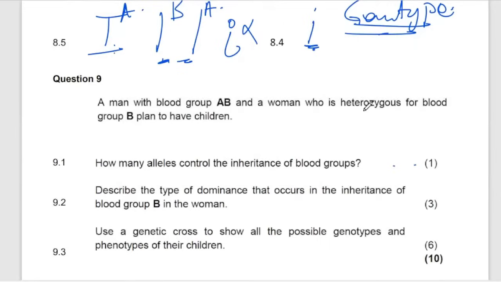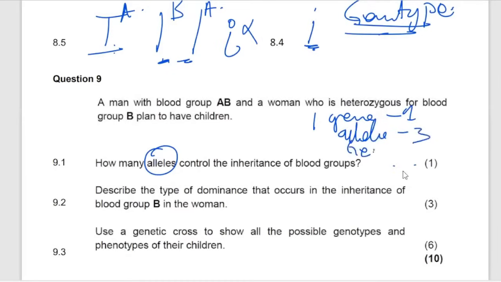A man who is blood group AB and heterozygous, marry blood group B, and have children. How many alleles control blood group? They're now talking about the alleles. Gene, there is 1. Allele, there are 3. Genotype, there are 6. Phenotype, there are 4. Why am I using 4? You have A, B, O, and AB. A, comma, B, comma, AB, comma, and O. Those are the 4 phenotypes.